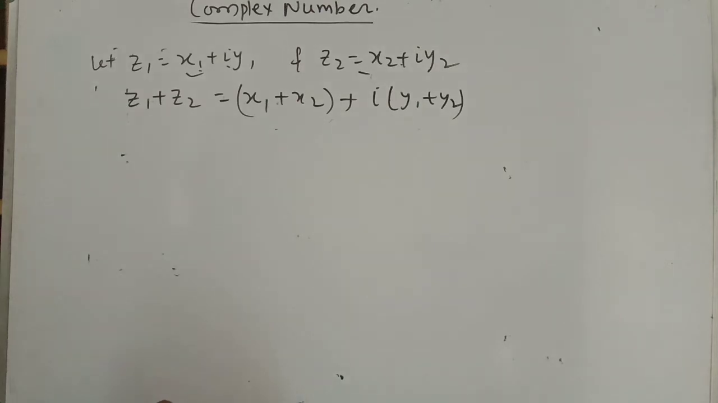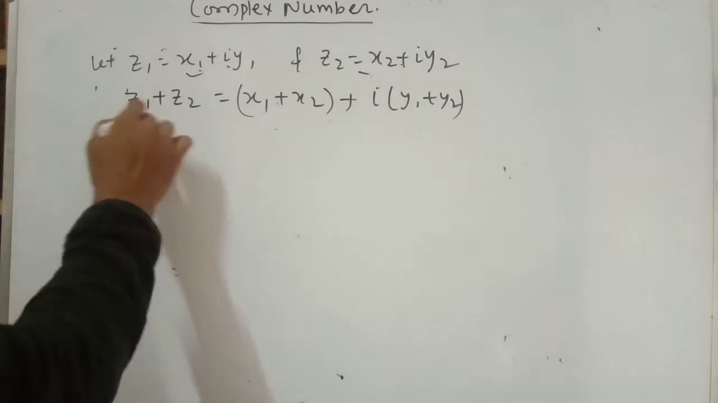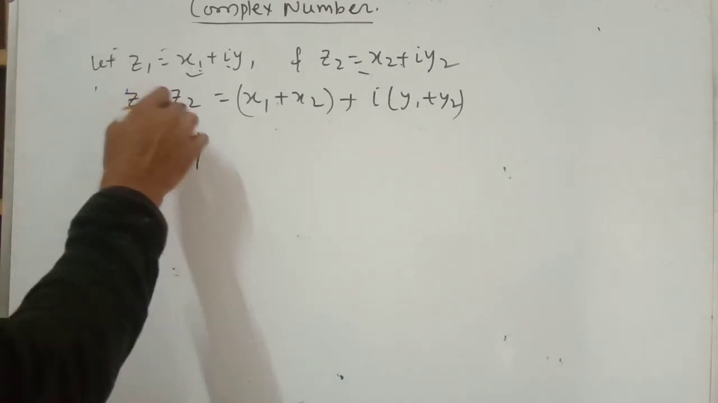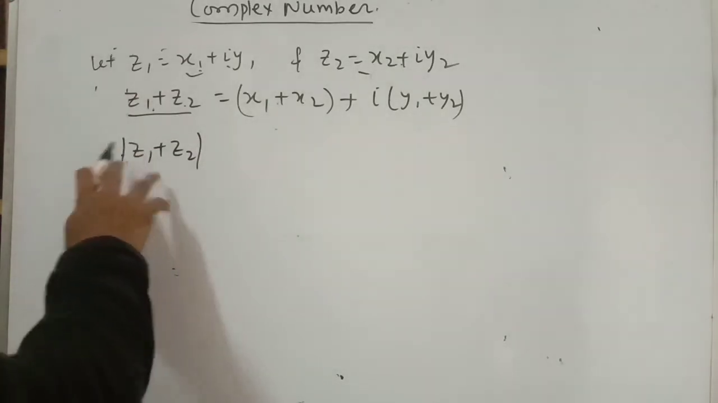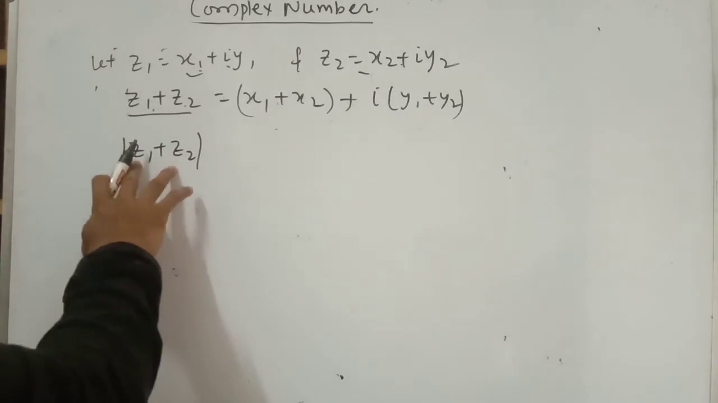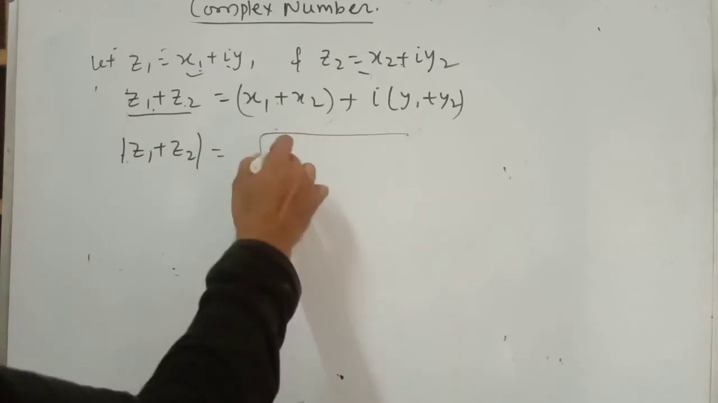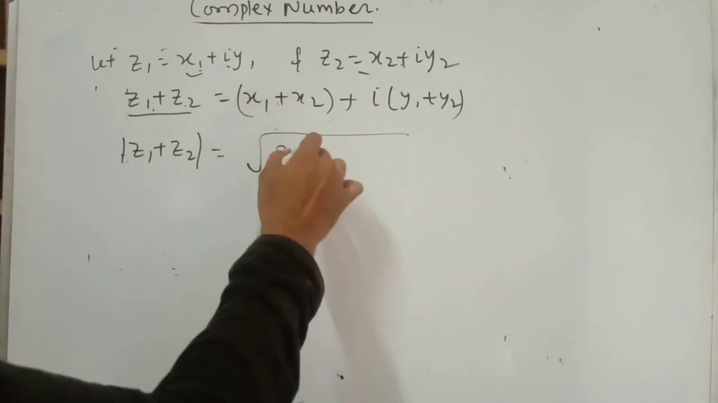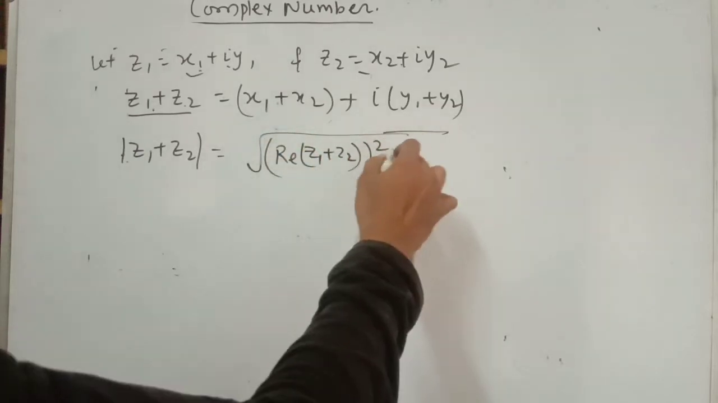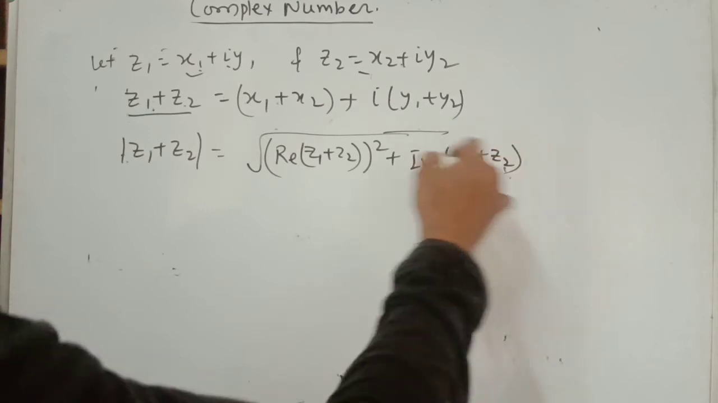Okay, so the main thing is what is the absolute distance of this one. The absolute value of this complex number means the modulus of this one. I already told you the meaning of modulus is the absolute value of a complex number. So it's a new complex number z1 plus z2, so the modulus of the new complex number. You can write the real part of z1 plus z2 whole square, and also the imaginary part of z1 plus z2 whole square.